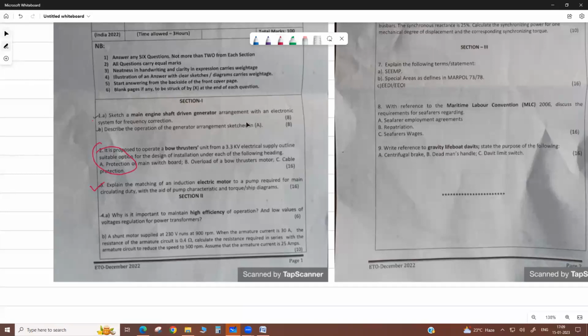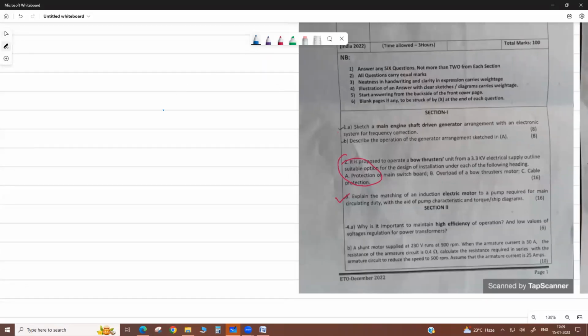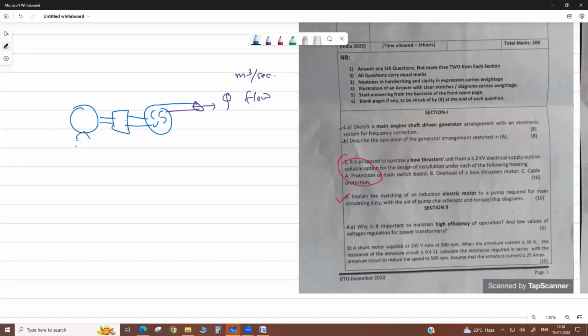Actually here we draw the, suppose there is a pump. So here flow rate, this is the flow. Flow rate is in cubic meter per second generally. Okay, now this impeller of the pump is coupled, so it is coupled with the motor. Yeah, this is your motor, okay.